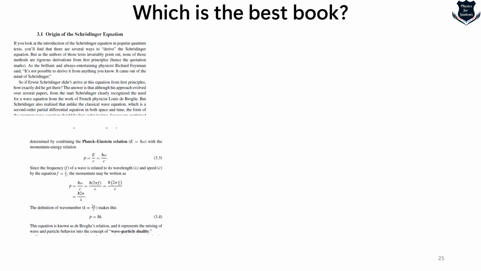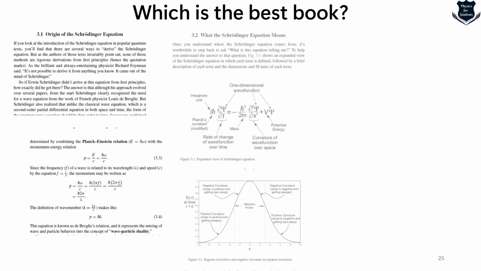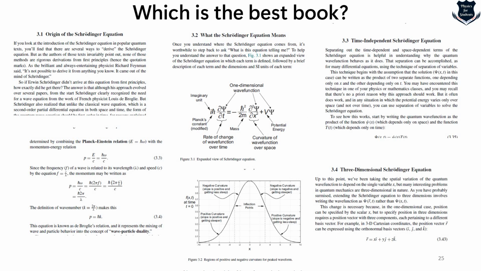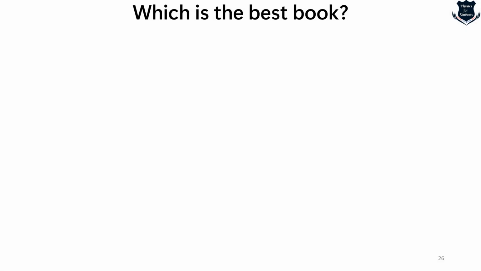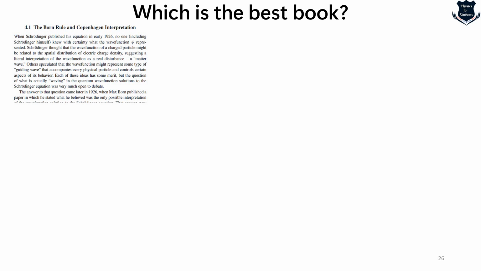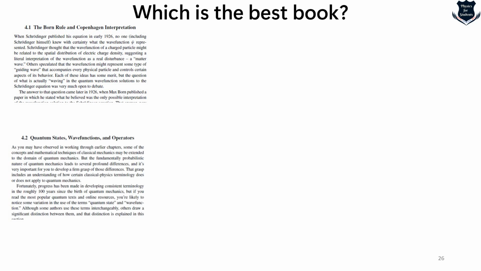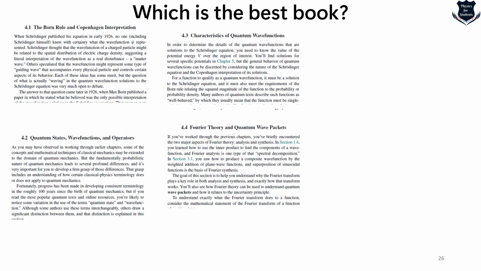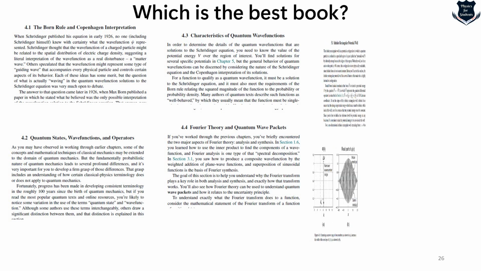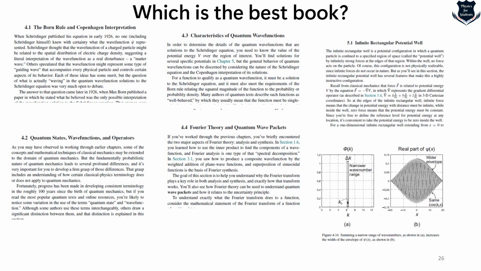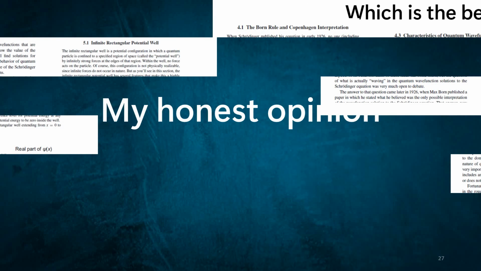The book then explores the origin of the Schrodinger equation, giving a little bit of history. Here you can see how beautifully this book has explained each and every component, which is imaginary, which is Planck's constant. Absolutely awesome. Then it goes into the time dependent and time independent Schrodinger equation, because we already know that. Apart from that, the Born rule and the Copenhagen interpretation are also covered. Quantum state, wave function and operators, Fourier theory and quantum wave packets, infinite rectangular potential well, and so on.